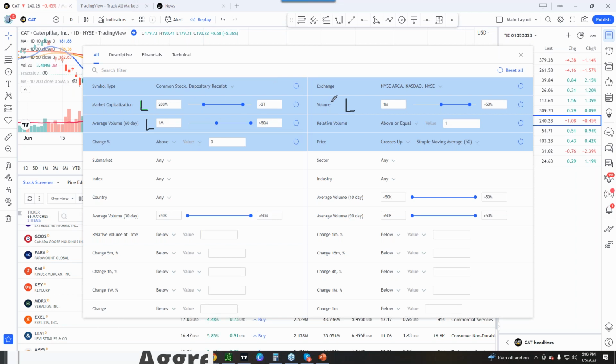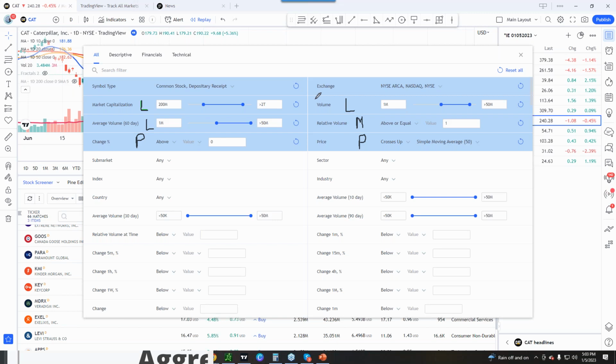Let's focus there. Relative volume, once again, that's momentum. So I'm looking for momentum with this setting. Change price above 0, that is pattern. So I'm looking at pattern. Price crossing up the 50, that's also pattern. So with this 8 filter template here, I'm answering liquidity, I'm answering momentum, and pattern.